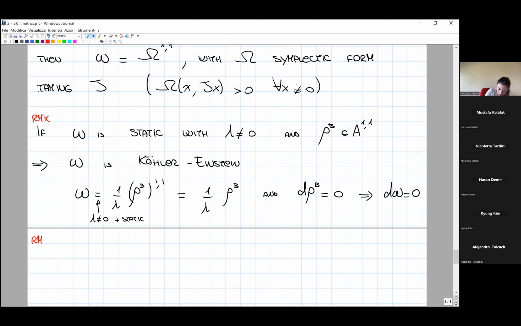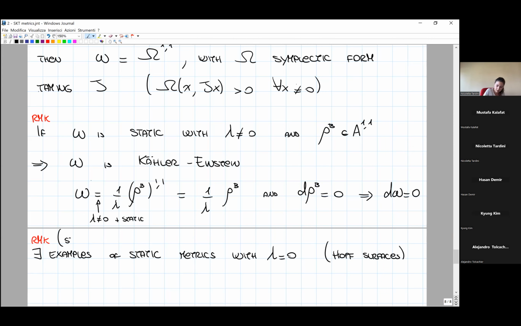Just a remark that there exist examples of static metrics with lambda equals 0. Okay. For instance, the Hopf surfaces. Again, this follows from Streets and Tian.